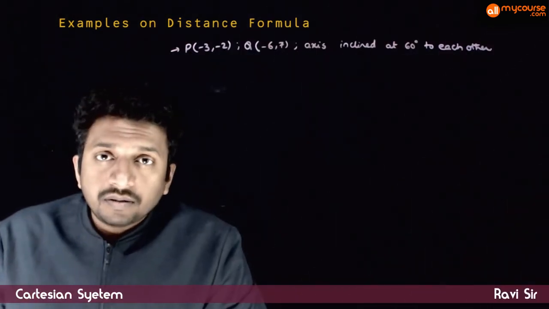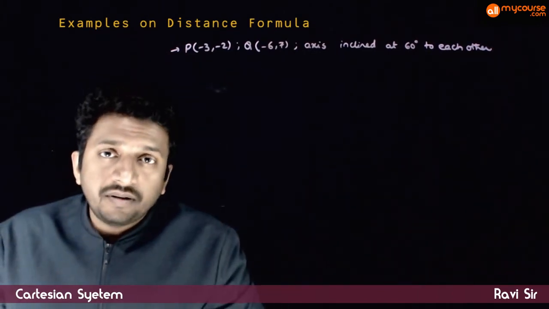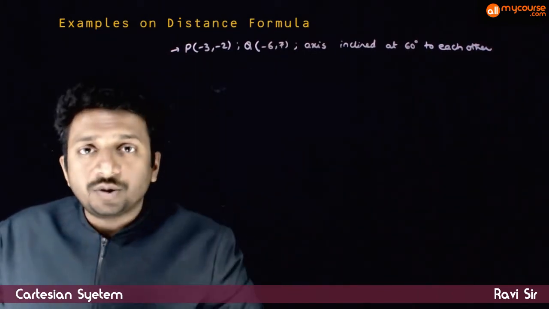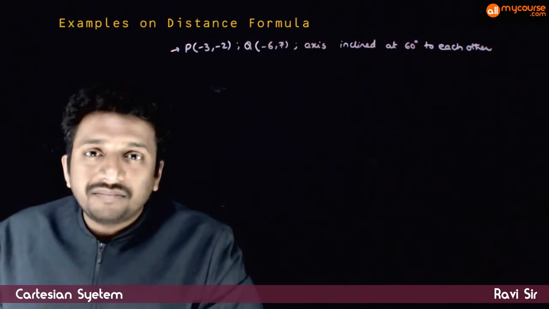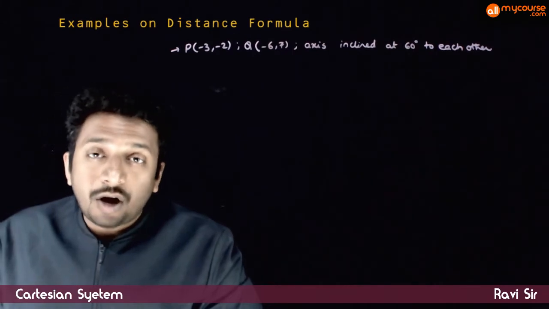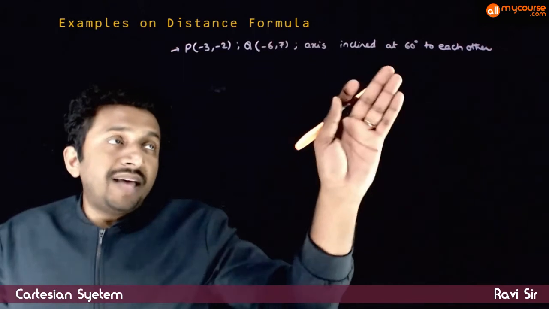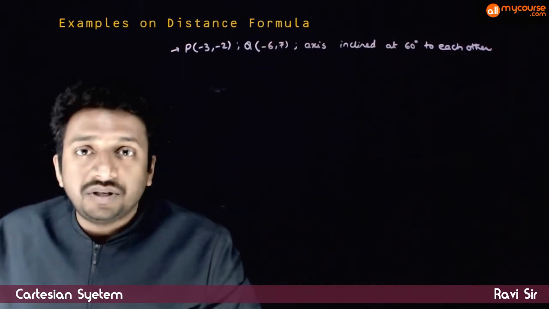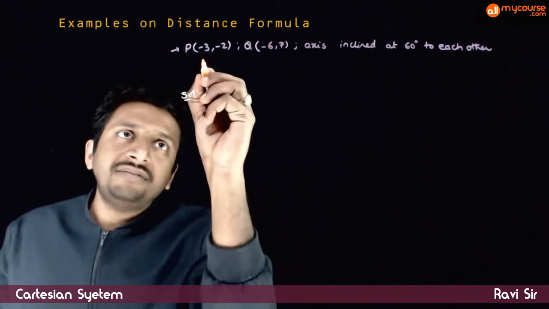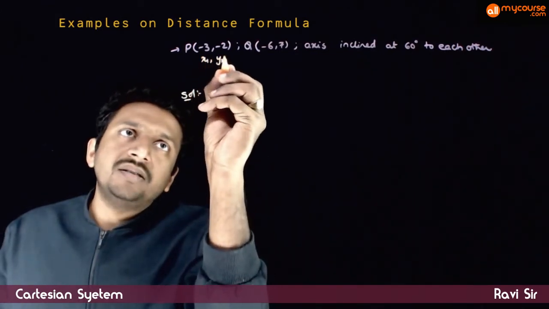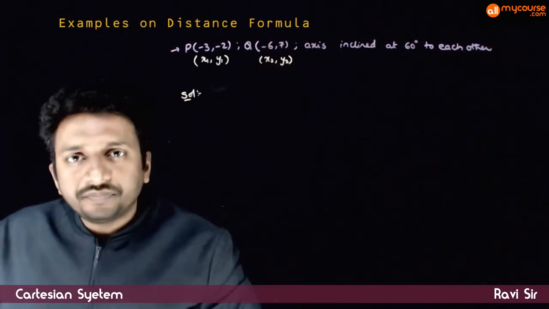In this question, you are given 2 points, minus 3, minus 2 and minus 6, 7. You are asked to find the distance between these 2 points where axes are inclined at 60 degrees to each other. It means we are talking about oblique axis. What is the distance between these 2 points if the axes are inclined at 60 degrees to each other? So let us directly use the formula that we have. So this is x1, this is y1, and this is x2, y2.